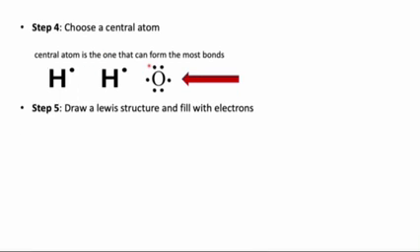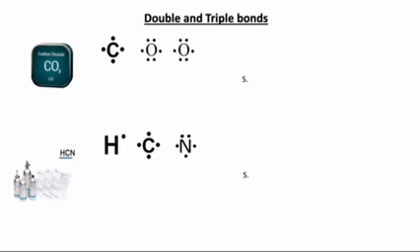And the final step would be to draw the Lewis structure and fill with electrons. So we place oxygen in the middle and connect the free electrons together to form covalent bonds, and this would be the final Lewis representation of H2O. In double and triple bonds, first we consider carbon dioxide.